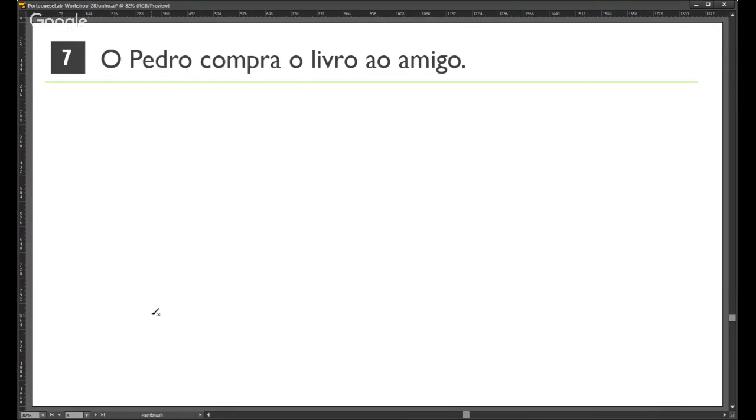O Pedro compra o livro ao amigo. Pedro buys the book from his friend, or from the friend. Doesn't have a possessive here, from the friend. Amigo, that's the friend, and livro, that's the book. So now we have two complements here. We no longer have the book alone. That's going to be the direct complement, what we've seen before. We also have to whom he's going to buy the book. This is going to be the indirect complement.